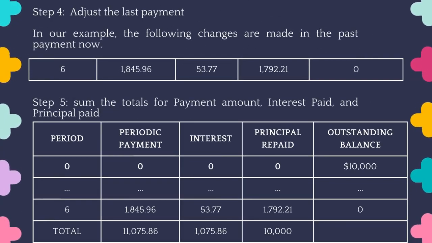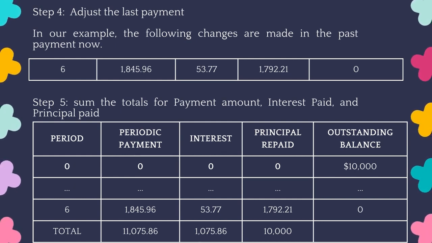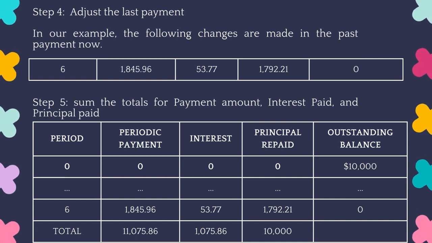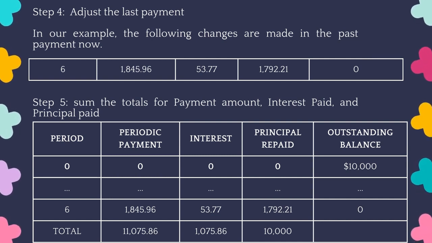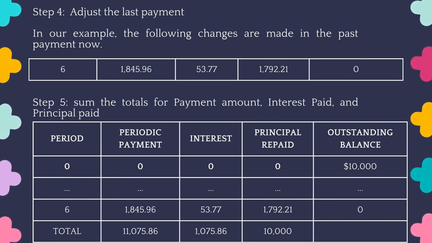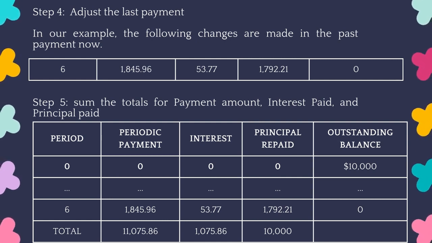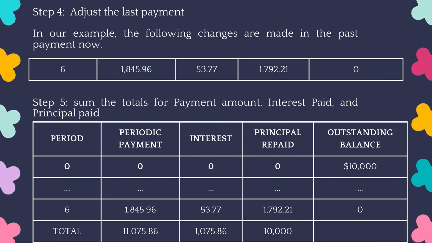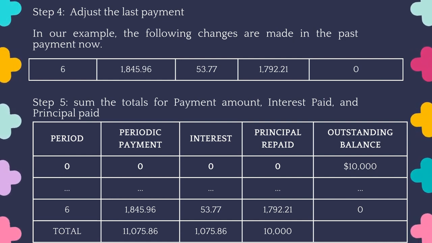And then the last step is to adjust the payment. So in our last example, the following changes are made in the last payment now. So we already have our value. So now let's proceed to sum the totals of periodic payment, the interest, principal repaid, and outstanding balance.